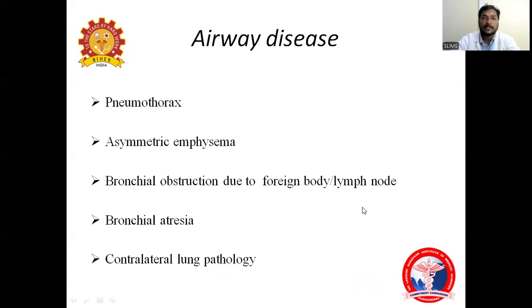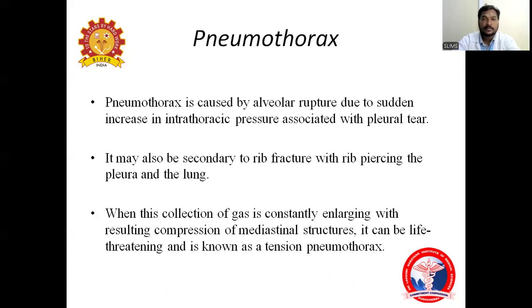Coming to airway disease, the most common and most critical one is pneumothorax, which is nothing but air collection within the pleural space. The other causes include asymmetric emphysema, bronchial obstruction due to foreign body or maybe due to a lymph node, bronchial atresia, or contralateral lung pathology.